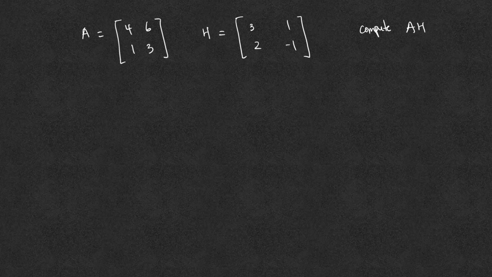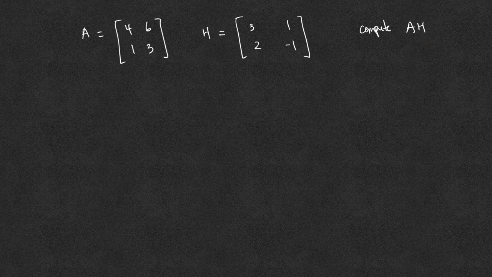Given the matrix A, 2 by 2, where the first row is 4, 6, the second row is 1, 3. The matrix H, also 2 by 2, the first row is 3, 1, and the second row is 2, negative 1. And we're asked to compute the product A times H.